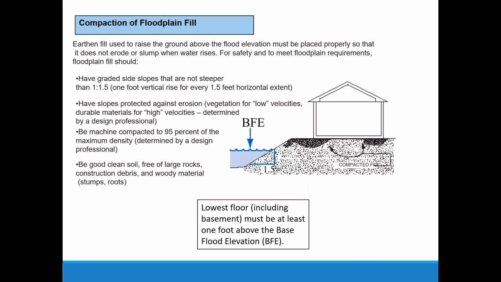And protecting that slope with vegetation that can keep the water from eroding it for low velocities, and then having really durable materials for high velocity. And those flood velocities are determined by the design professional. And then it's machine compacted to 95% of the maximum density, which is again determined by a design professional.